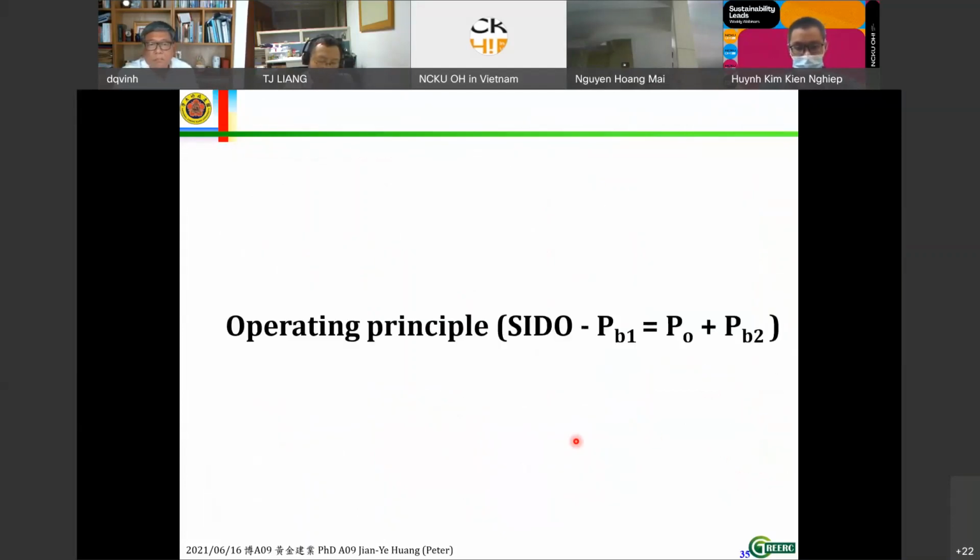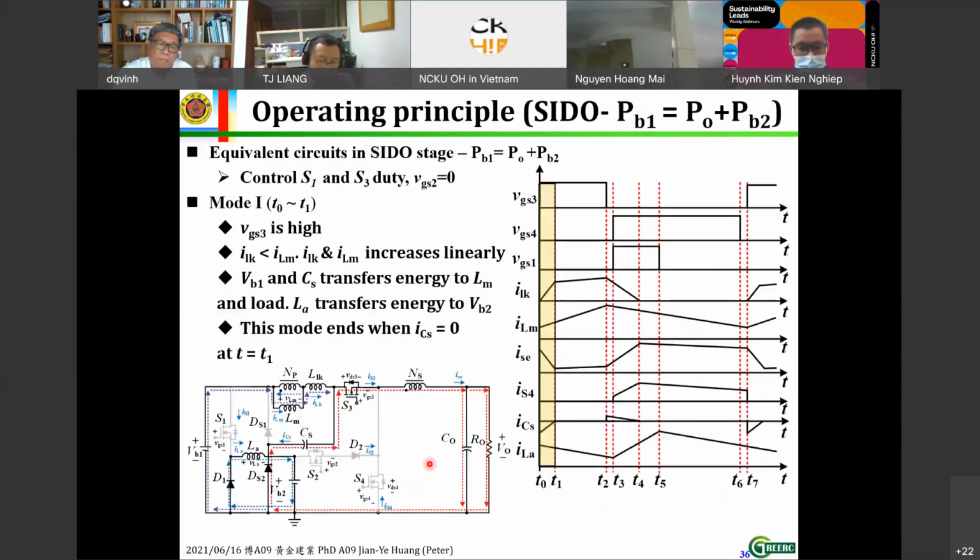And the final operating mode is the CDO mode, when the main source power will transfer to the load and battery. This mode happens during daytime, when your main power source from PV will have very large power, so it can transfer energy to both battery and load. The control principle is that we control the switch S1 and S3 duty and let VGS2 equal to 0.